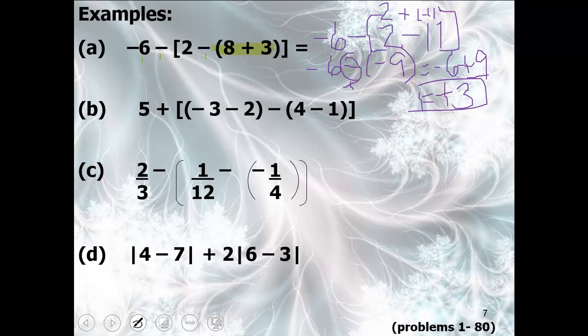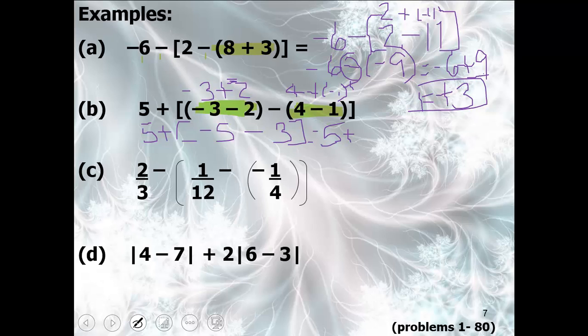Okay, welcome back. On B, I'm going to start inside. I can do these simultaneously. So I'm going to rewrite my 5, negative 3 minus 2. This is like add the opposite. So I have negative 3 plus a negative 2, which gives me a negative 5. Minus 4 minus 1. This is 4 plus a negative 1. That's 3. Now I'm going to simplify inside the bracket area.